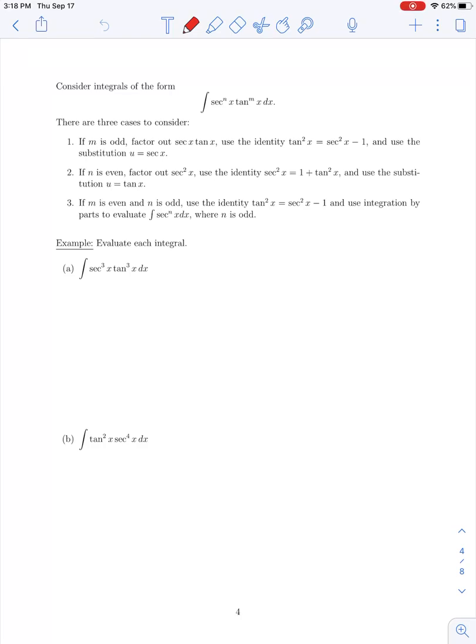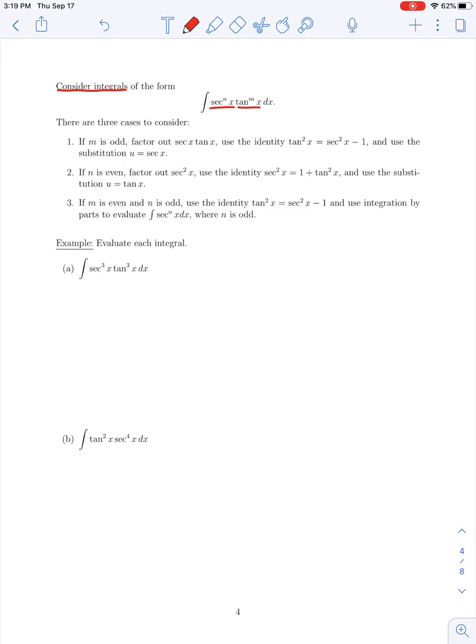Okay, in this lecture we're going to continue with our section 3.2 material on trigonometric integrals. Now in the first part of this lecture we had discussed techniques for integrating powers or products of powers of sine or cosine of x. So in this next part of our section we will be considering integrals of the following form: the integral of secant x to the nth power times tangent x to the mth power. So here we will be considering integrals of products of powers of secant or tangent of x.